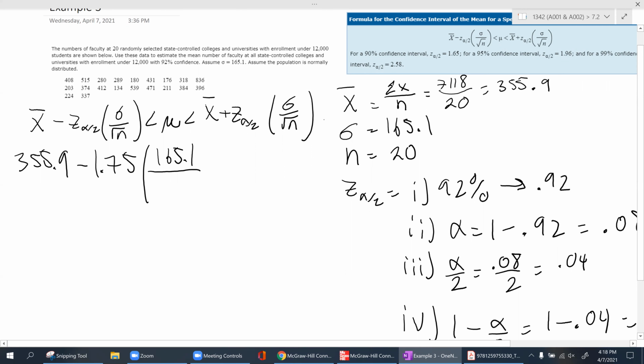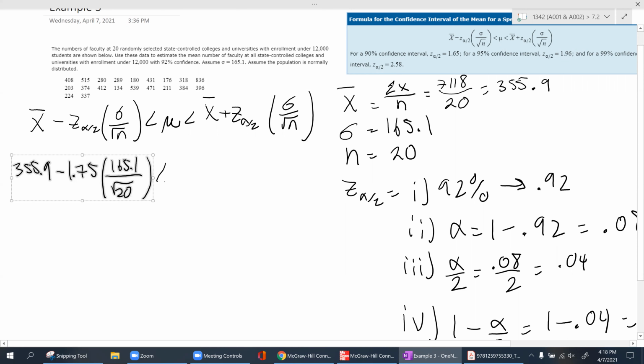Let's remember how to find our standard deviation if we forgot. Square root of 20. Less than 355.9 plus 1.75 over 20. Let's see what this ends up giving us. And of course, if you want to pause the video and work this out, definitely go ahead and do that.